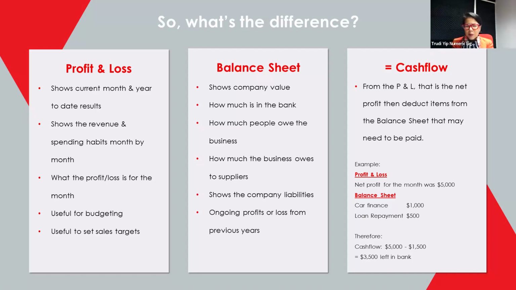So what I've just said, profit and loss plus balance sheet equals cash flow. So from the P&L, that is the net profit, then deduct items from the balance sheet that may need to be paid. Here's my example.